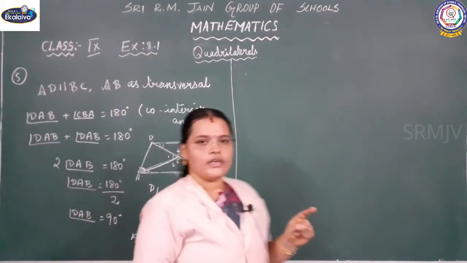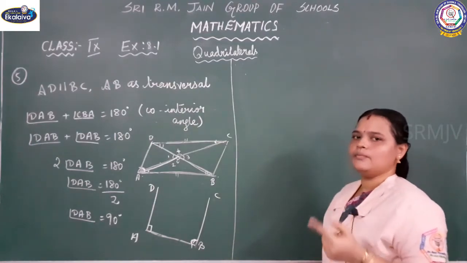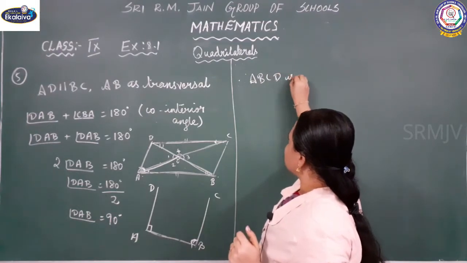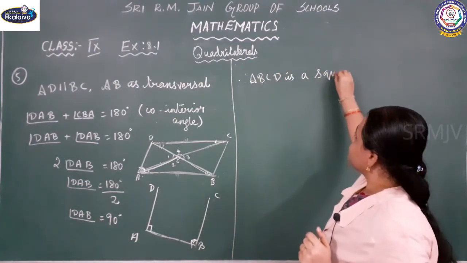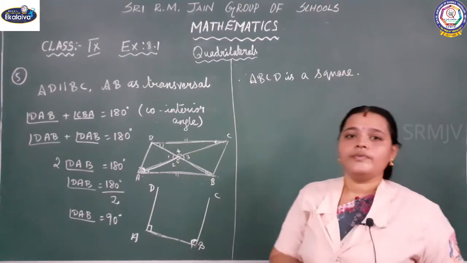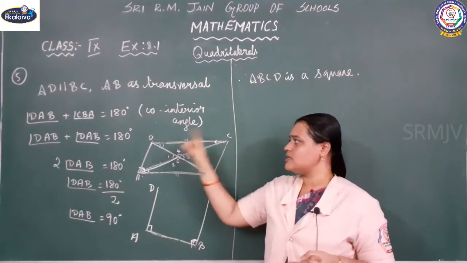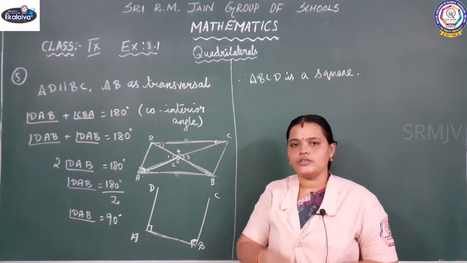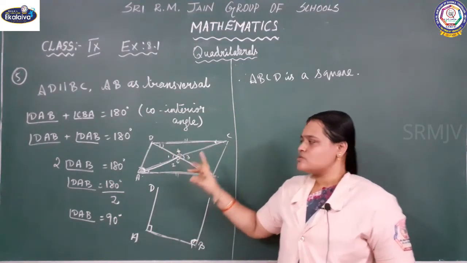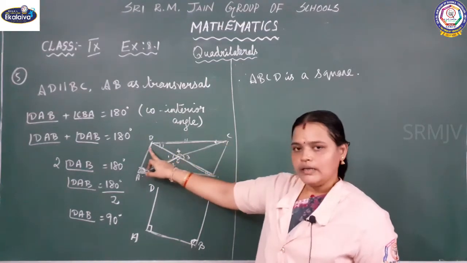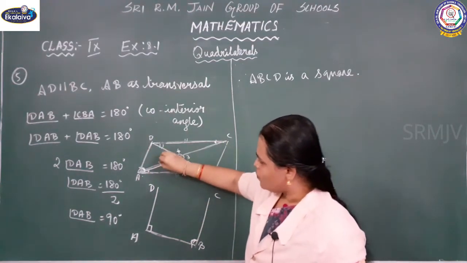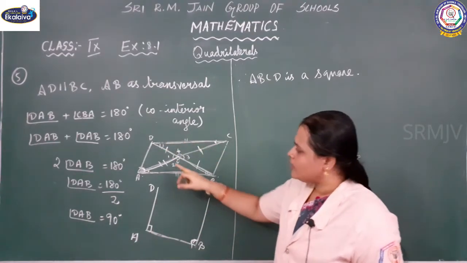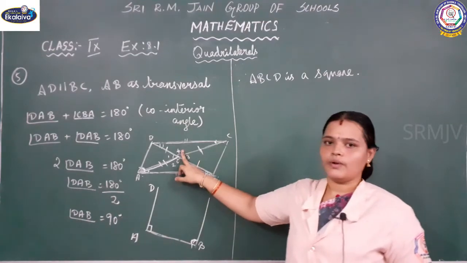So already we have proved that ABCD is a rhombus. In a rhombus, if one angle is 90 degrees, then it becomes a square. Therefore ABCD is a square. So what all did we do? First, they have given that ABCD is a quadrilateral and the diagonals are equal and bisect each other at right angles. So diagonal AC is equal to BD. They bisect each other, which means OA is equal to OC and OB is equal to OD, and all the angles 1, 2, 3 and 4 are equal to 90 degrees.